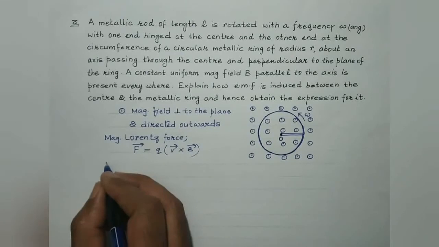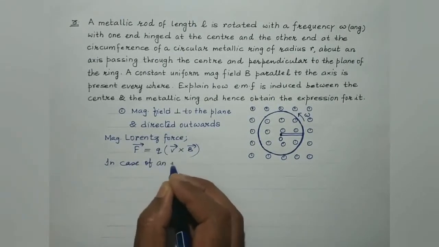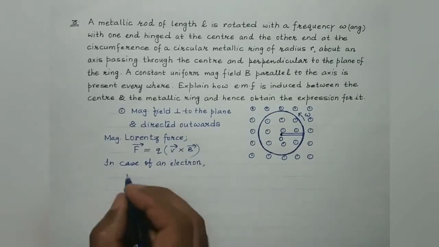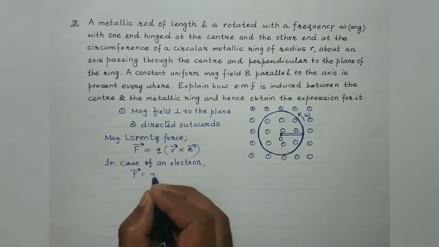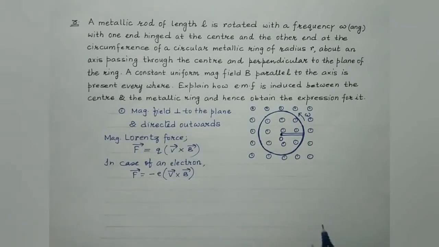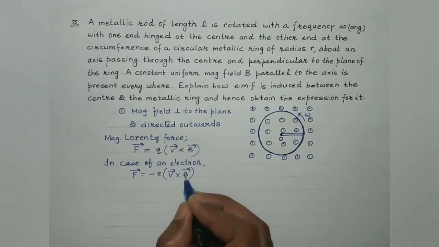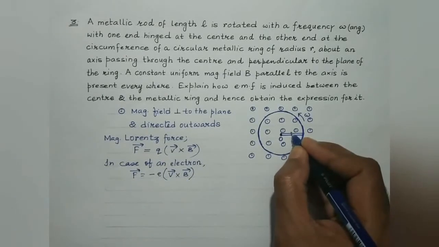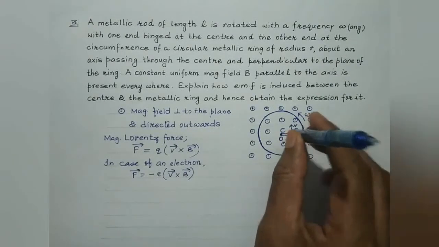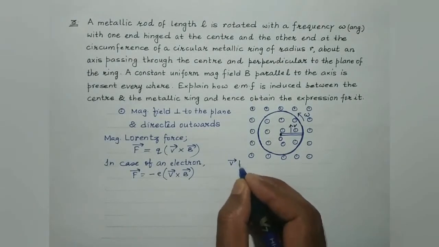In case of an electron inside the rod, what we get is F vector is equal to minus E V vector cross B vector. So the electron will experience a force in a direction opposite to V cross B. Now this rod is rotated along this direction, right? This is the velocity vector and this is the direction of the magnetic field which is outward. So what's the angle between these two? They are perpendicular.